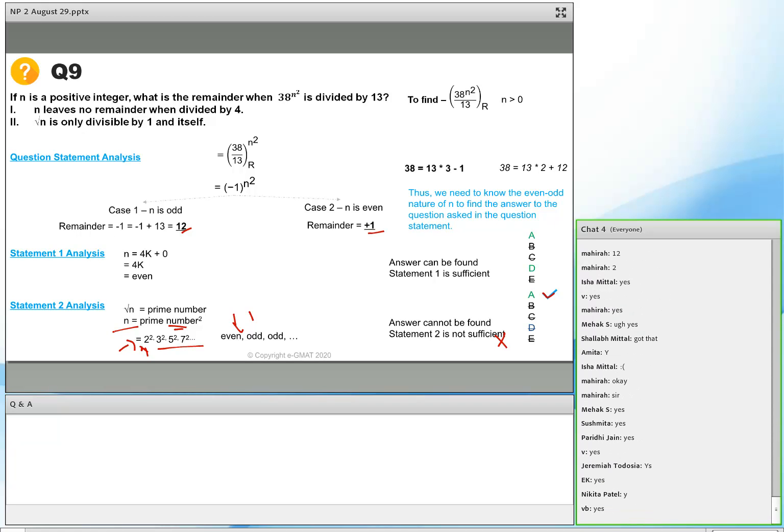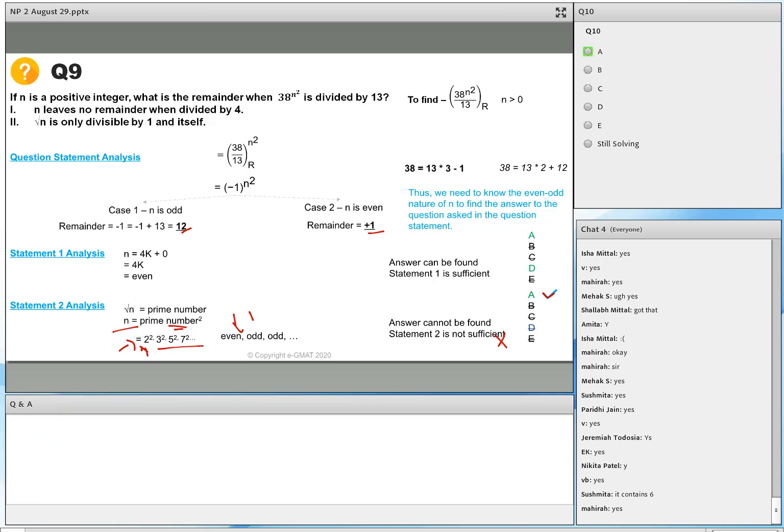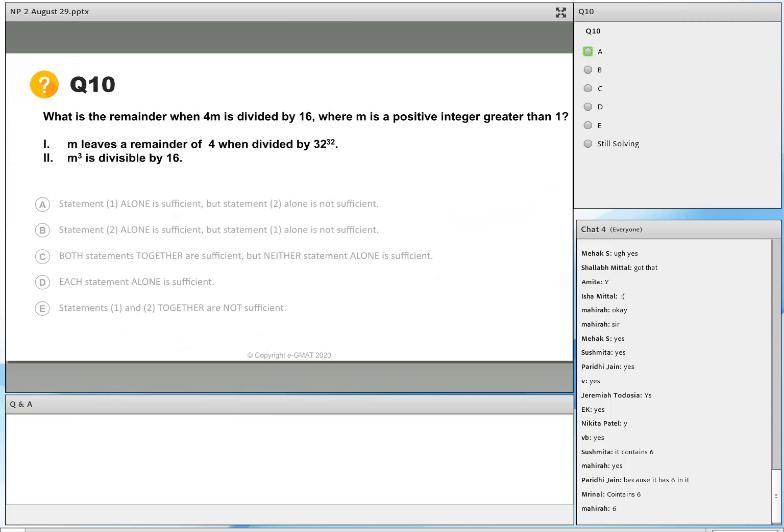Perfect. Before I move into question number 10, why do 24 leaves a remainder of 0 when divided by 6, guys? Remember hashtag FA2? It contains 6, right? Perfect. Keep that in mind. I'll give you question number 10. All the best for this one. But before that, I need still solvings. Very quickly, please. Perfect. Question number 10 on your screen. All the best for this.